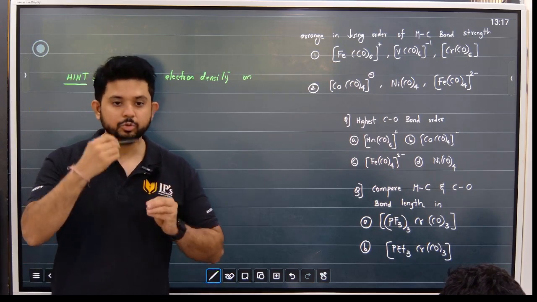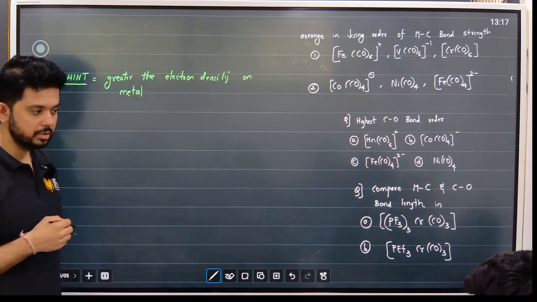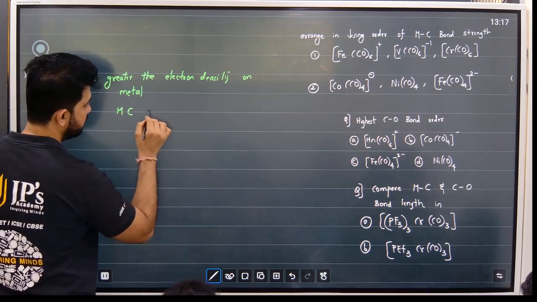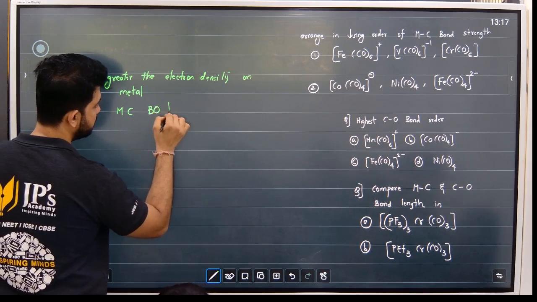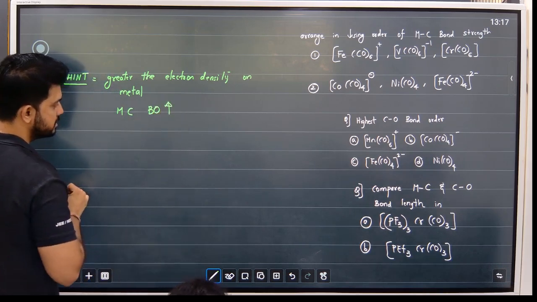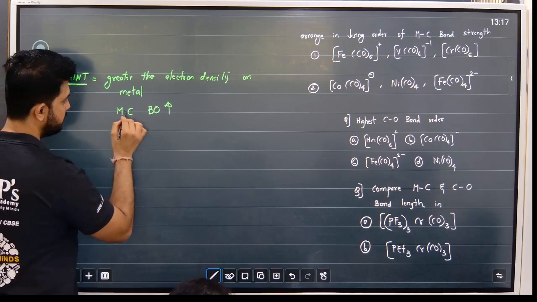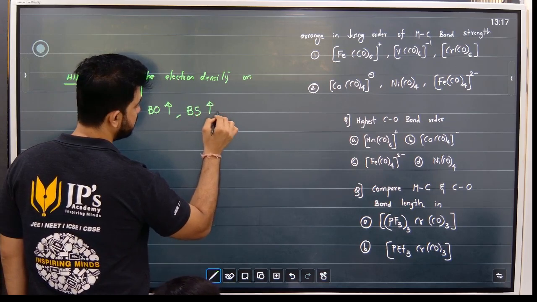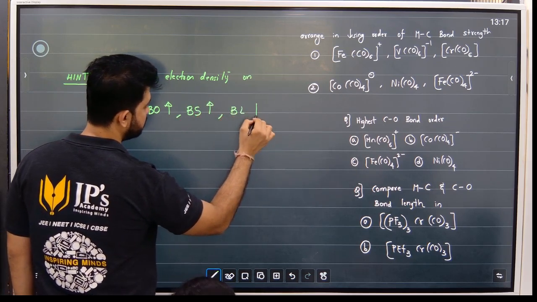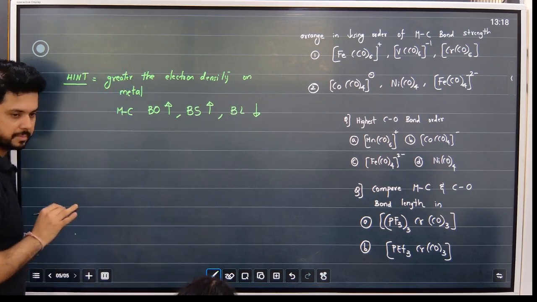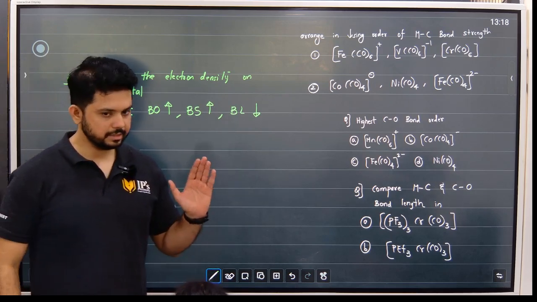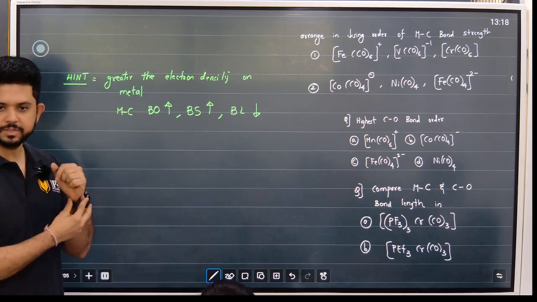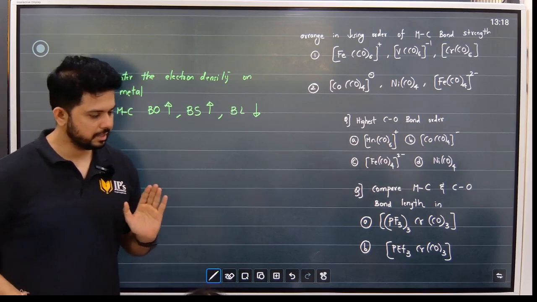So when the metal is donating electron to the ligand, MC, what will happen? The MC bond order will increase, and if the MC bond order increases, its bond strength is going to increase and its bond length is going to decrease. Getting that? And the same we wrote as a point, if the MC bond order is increasing, it's obvious that the CO bond order will decrease.